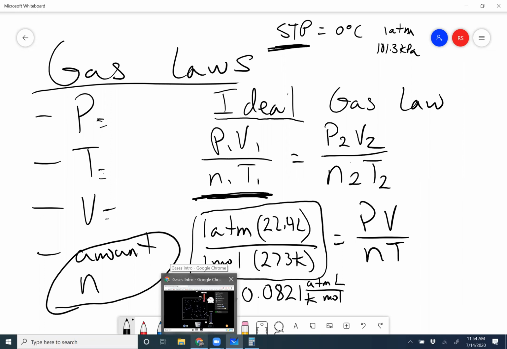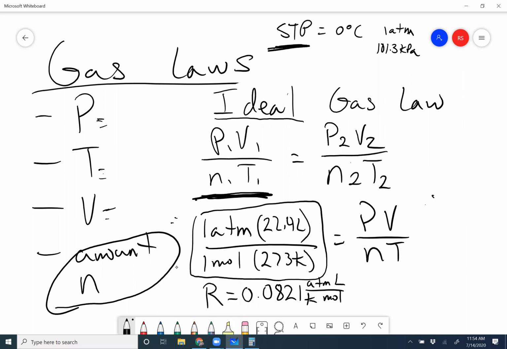And so now we can rewrite our equation. Instead of this being that, we can rewrite it as R is equal to PV over NT. And because of the printing press restrictions at the time, they just rewrote it by rearranging the algebra into PV equals nRT, where R is what's called the ideal gas constant.